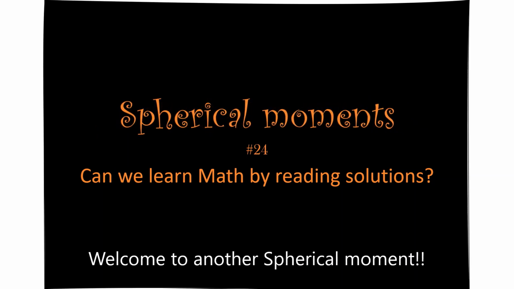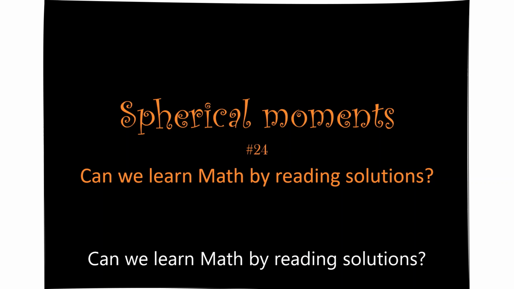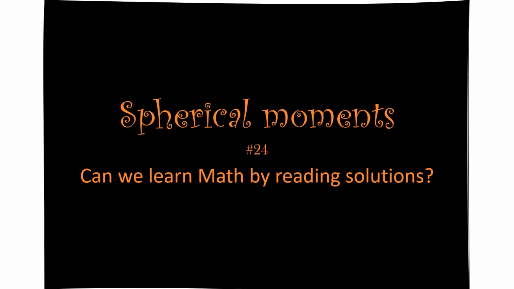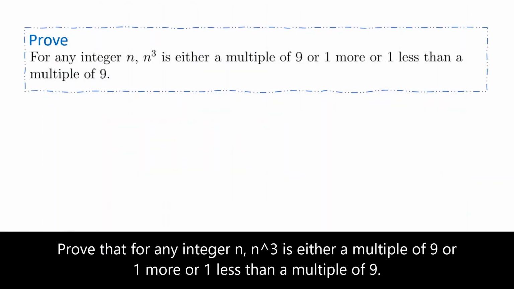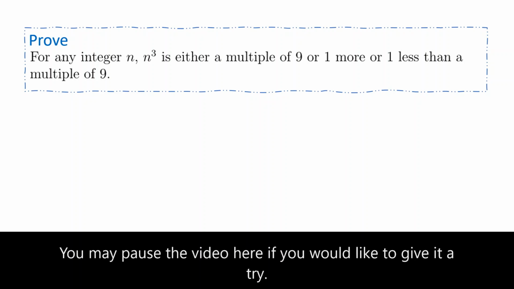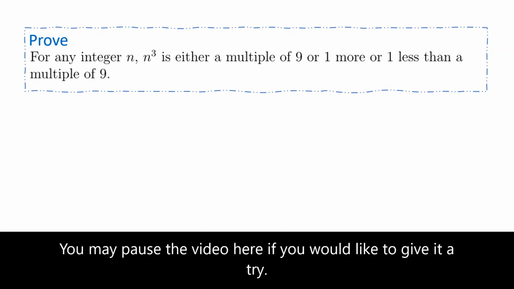To another spherical moment. Can we learn math by reading solutions? In this video, we will consider this question using the following problem as an example. Prove that for any integer n, n cubed is either a multiple of 9 or 1 more or 1 less than a multiple of 9. You may pause the video here if you would like to give it a try.